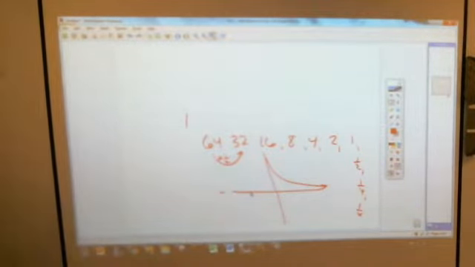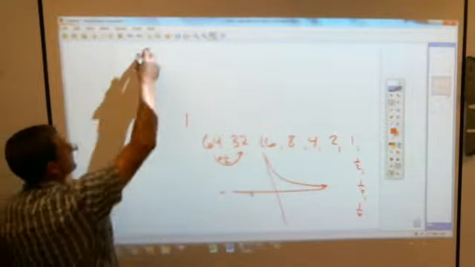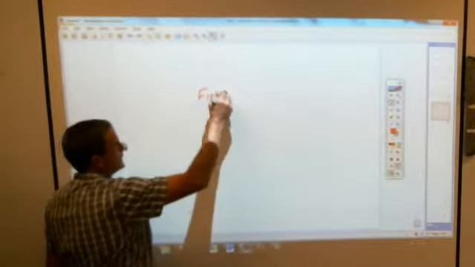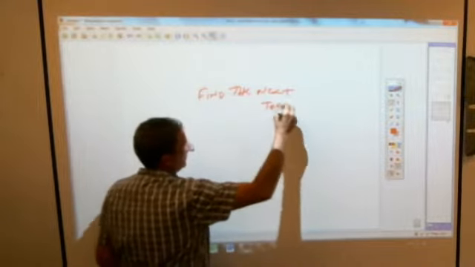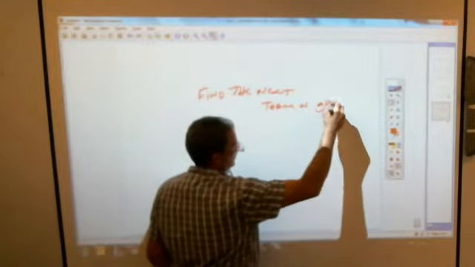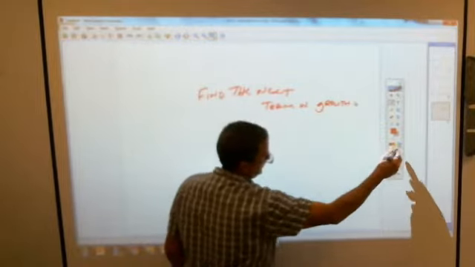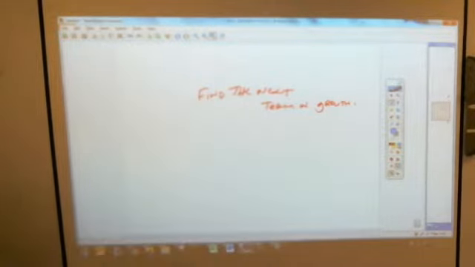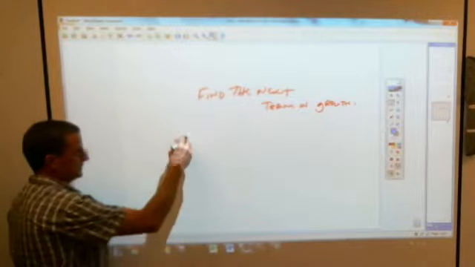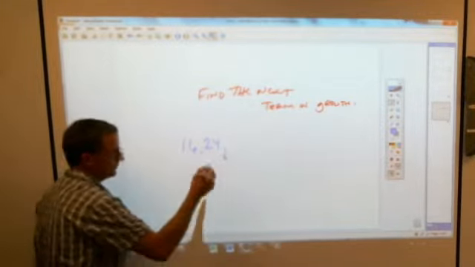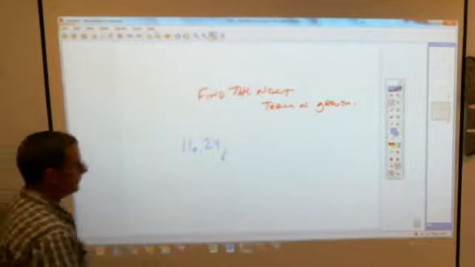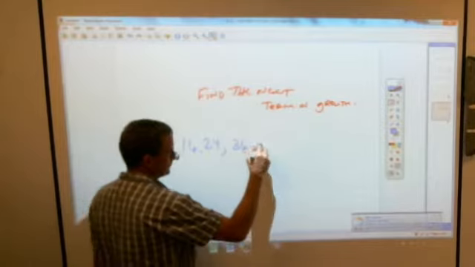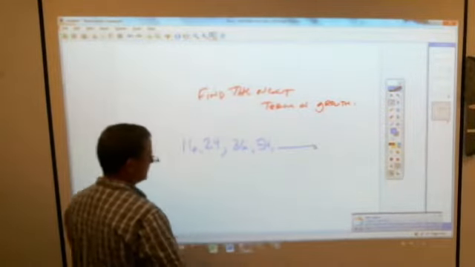Here's what you need to think about, because they will ask you this. Find the next term in this growth sequence. This is kind of confusing because we have a hard time when it comes to this. 16, 24, 36, 54. What would be the next thing there?